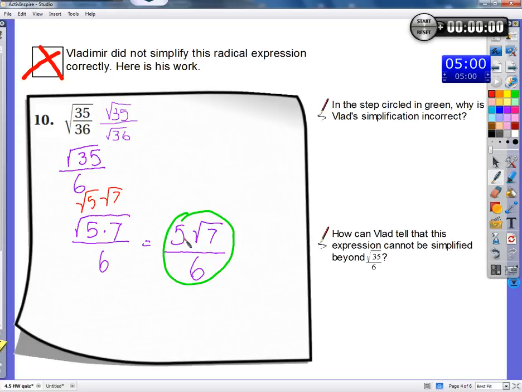5 is the square root of 25. That's one way to think of it. If 5 were the square root of 5, then 5 times itself would have to be 5. Of course, that's not true. Lots of different ways to say this is not the same as that.